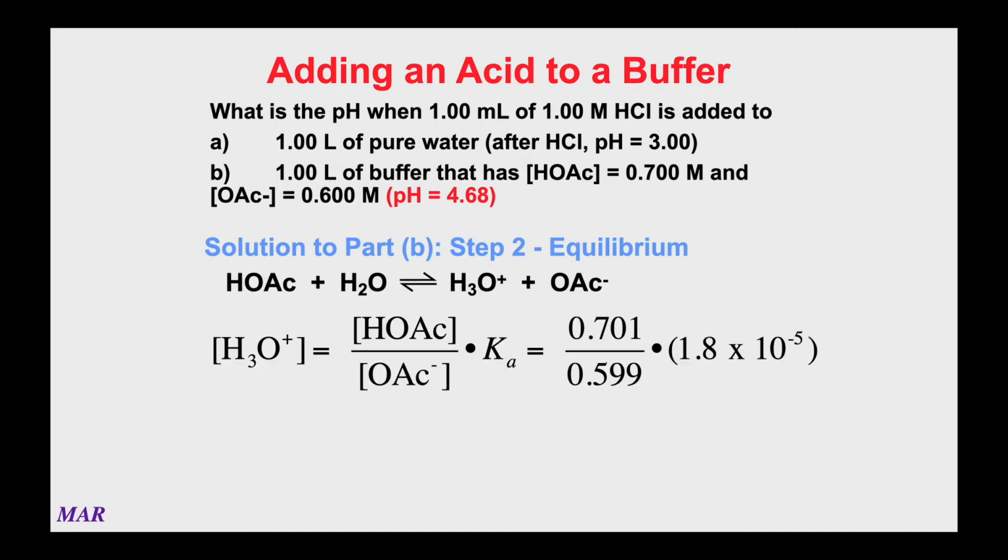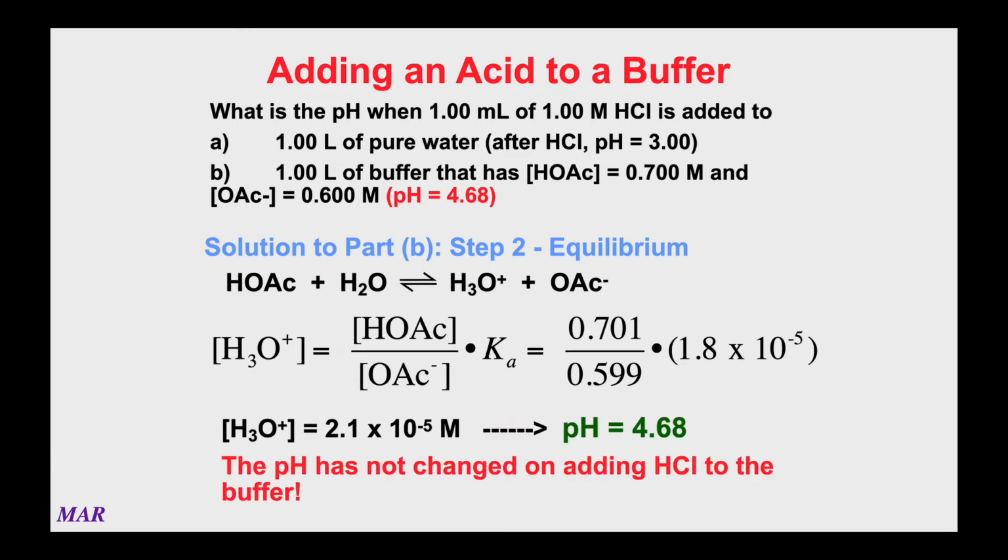You end up with H3O+, the hydronium, equals acid over base times Ka, the acid 0.701, the base 0.599, and the Ka for acetic acid, like I said, 1.8 times 10 to the minus 5. So when you plug this in, the hydronium concentration comes out to be 2.1 times 10 to the minus 5. And pH is minus log of that number, 4.68. But guess what? That's the number we had earlier when we didn't have any HCl. So what this means is that adding HCl to this buffer didn't change the pH at all.